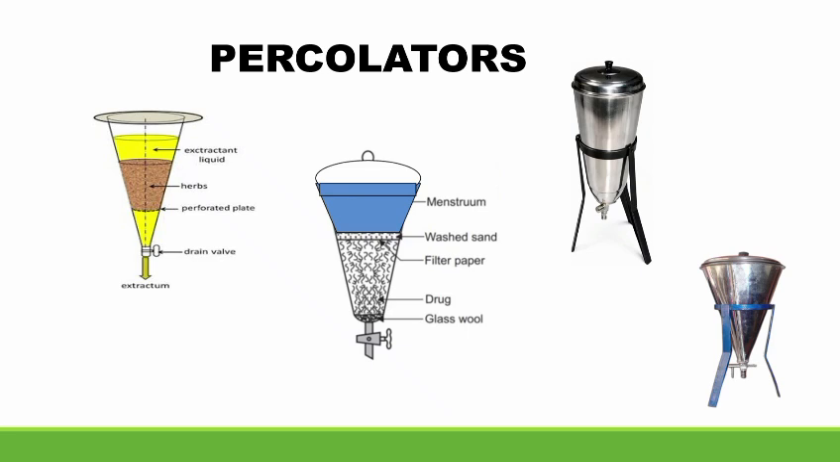While passing through, the menstruum will pass through the washed sand and filter paper, then it reaches the drug powders, and with the help of glass wool we can easily separate the impurities present in the extractum. With the help of the drain valve we can easily collect the extractum, which contains the complete active ingredients soaked from the herbs or crude drugs. So these are the percolators which are normally used in our laboratories and industries.